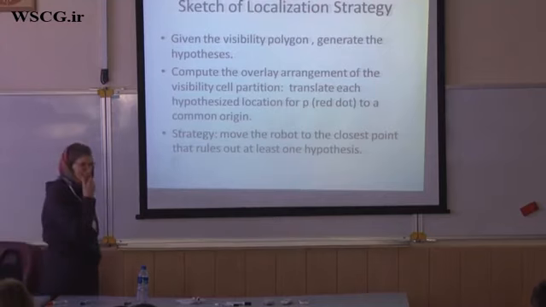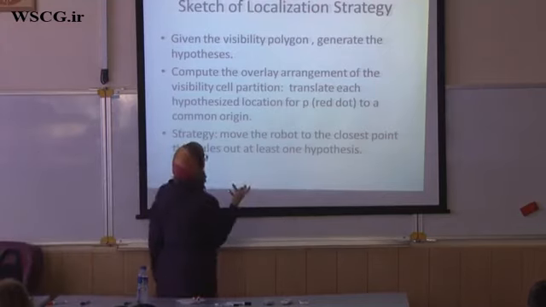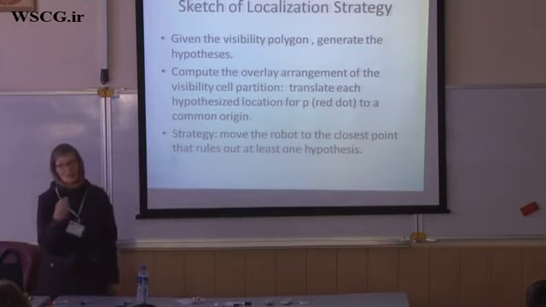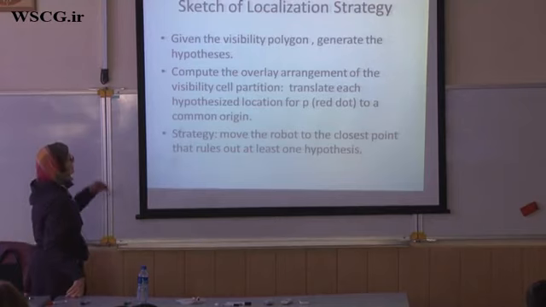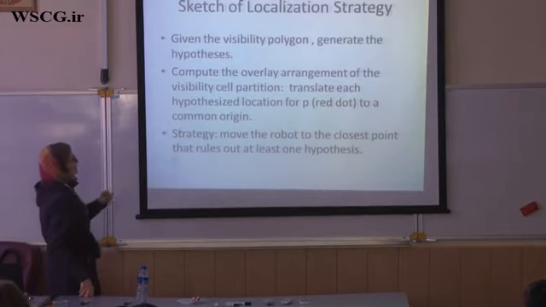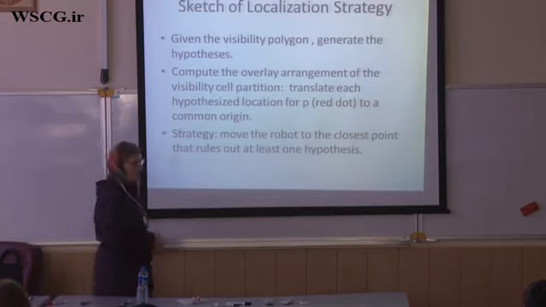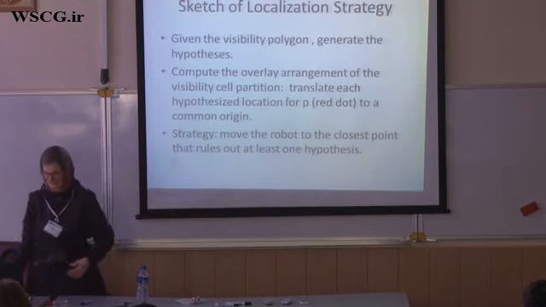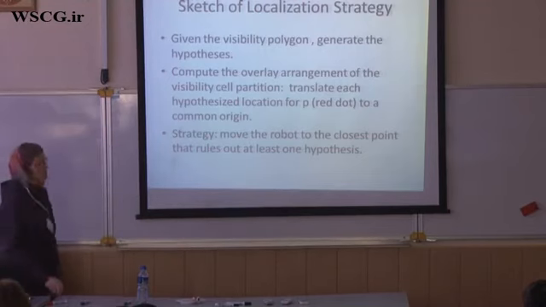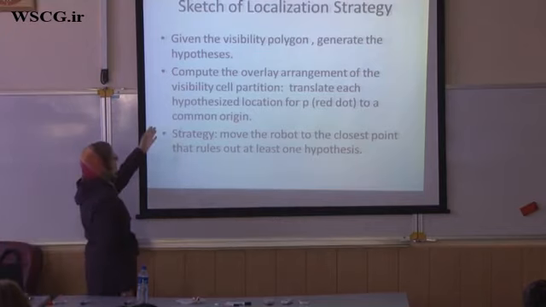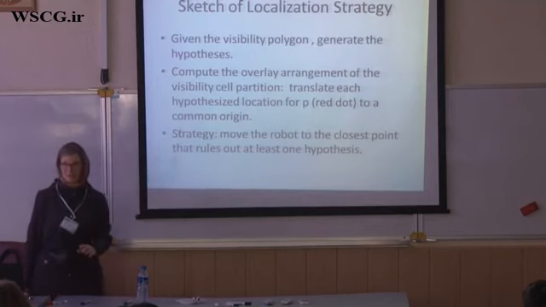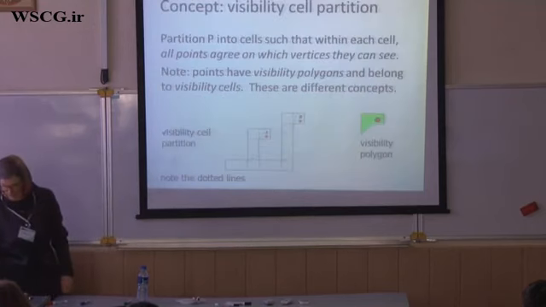So here's the sketch of the strategy for determining where your robot is. What do you tell your robot to do? So you're given the visibility polygon that the robot detected when it woke up, and we generate the hypotheses thanks to the previous work I mentioned by Gibas et al. And now we compute the overlay arrangement of the visibility cell partition. So what does that mean? Where's my picture there? Here's these.